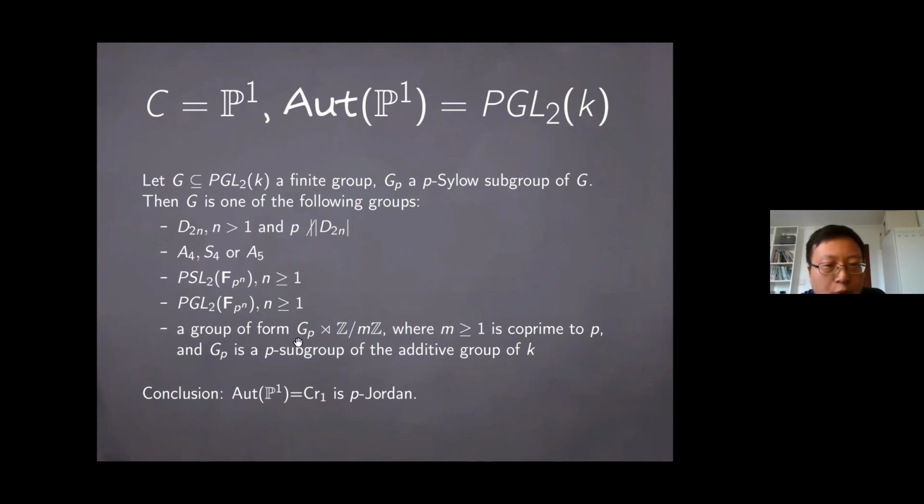And a group of the form G_P semi-direct product with Z quotient MZ, where M is a positive integer coprime to P. So from this classification, we can verify one by one that the automorphism group of P1 is P Jordan. We can also find the precise upper bounds for J or E from this classification. It's some computation I will not show here, just the idea.